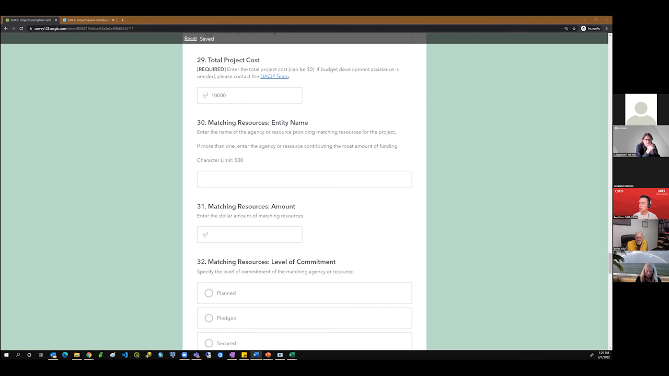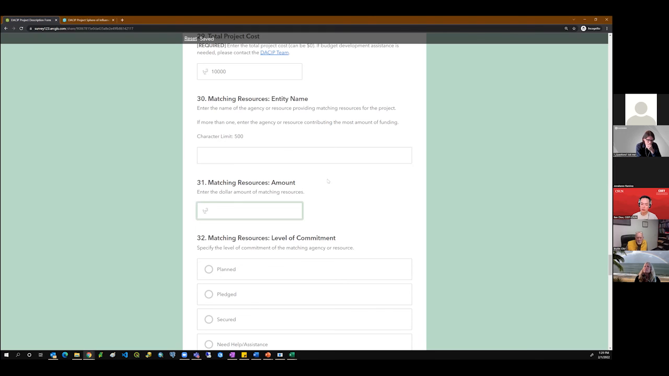For the next few questions about matching resources, we're really asking if the project is receiving matching funds from another source. So this could include the local match required under some grant funding sources, but as Lynn mentioned this morning, this particular funding program doesn't have a local match requirement. Since these few questions don't apply to this example project, we'll just leave them blank. So there is no matching entity, there's no matching dollar amount.